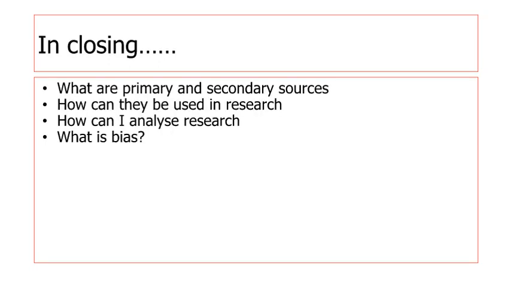So in this video we've looked at what primary and secondary sources are, how they can be used in research, how you can analyse research, and also having a look at what bias is and an understanding of how it can influence things.